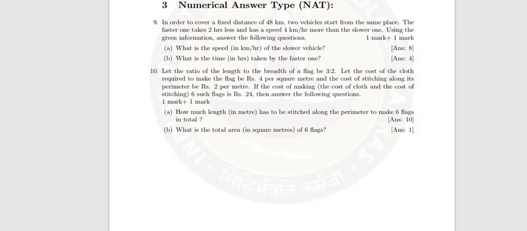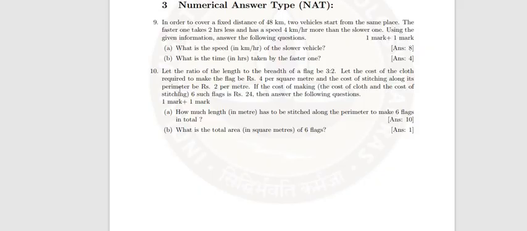Today we are going to discuss the numerical answer type question number 9. In order to cover a fixed distance of 48 km, two vehicles start from the same place. The faster one takes 2 hours less and has a speed of 4 km per hour more than the slower one. Using the given information, answer the following question.